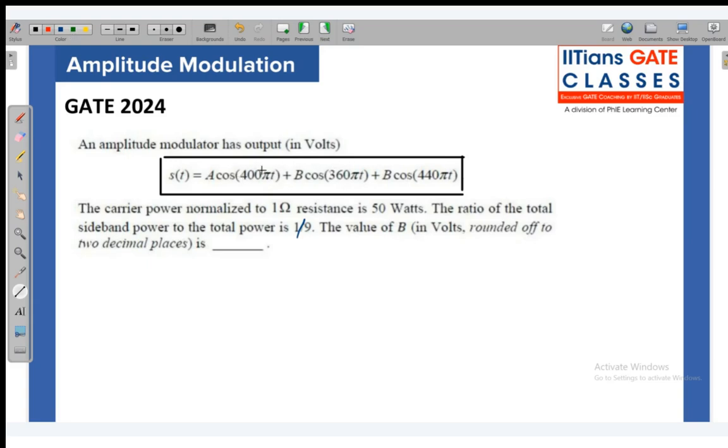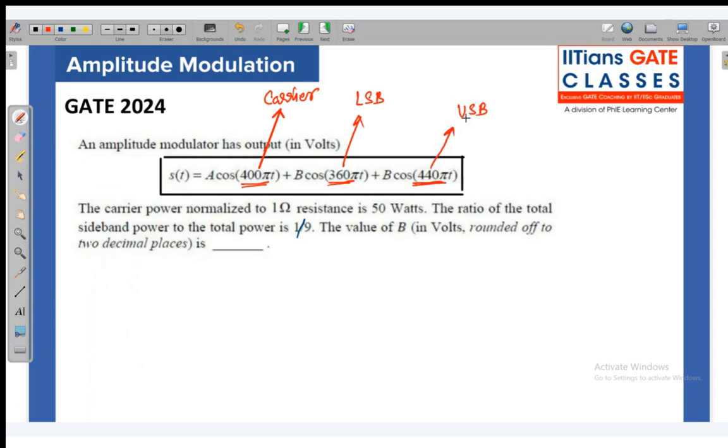Okay, so this is the center. As you can see, there are two different terms. This is our carrier because it is in the center, and this is 400. This is less than 400, so this is the lower sideband. This is higher than 400, so this is the upper sideband. Okay, so the three terms are identified.